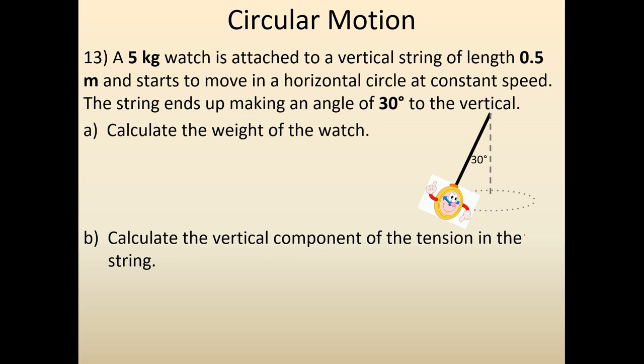All right. So the first part's actually super easy. Calculate the weight of the watch. Fg equals mg. Plug the numbers in. We get 50 newtons. Easy enough.